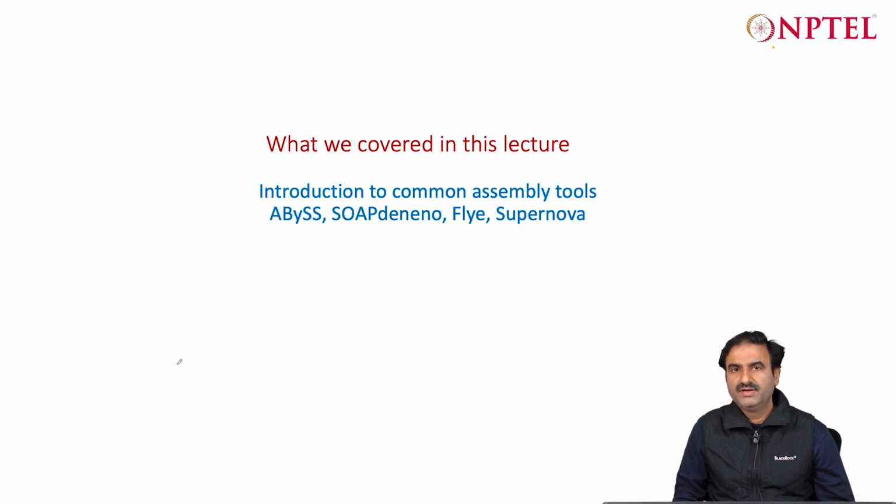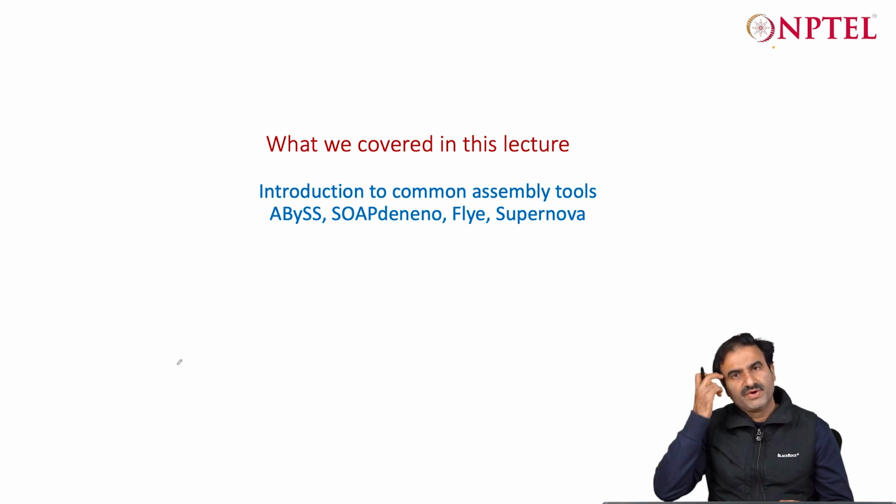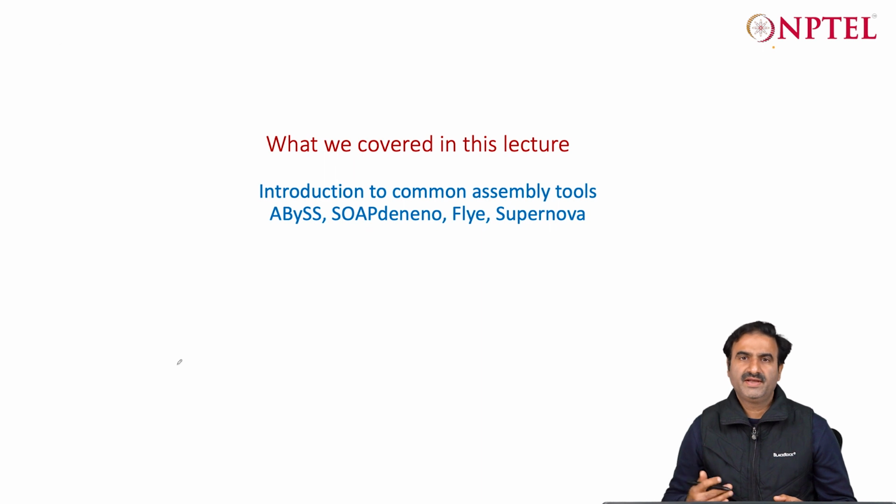So this is good for this class. In this class we introduced the commonly used short read and long read assemblers, and went into details of ABySS and SOAPdenovo, and Flye and Supernova are introduced here but will be covered in the later series of lectures. So you get an idea of how these assemblers can use the short read data and what algorithms they use to assemble. Newer versions of these are coming, which you can use to get a better assembly quality.